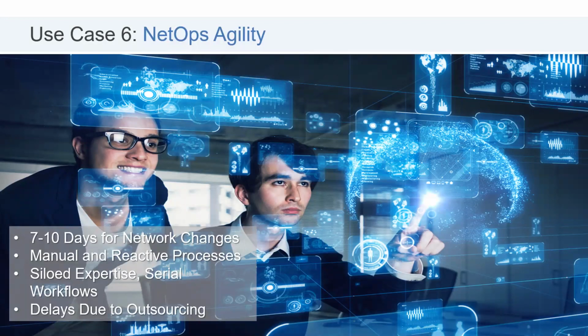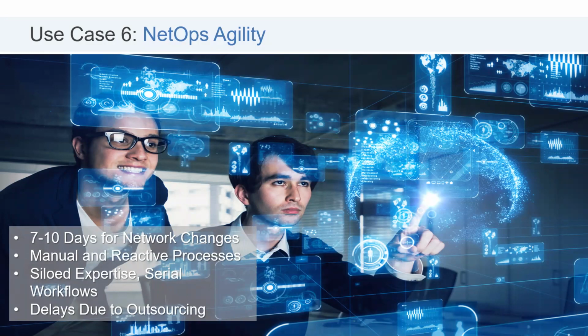NetOps agility. So this one is maybe less of a use case, but more of a desired state. When we perform an assessment with customers, we talk about what is your current state. Many of them say it's 7 to 10 days for most network changes to take effect from the time a ticket is submitted and requested. That's a very long period of time. I mean, 10 days is two business weeks. It's a lot of time.